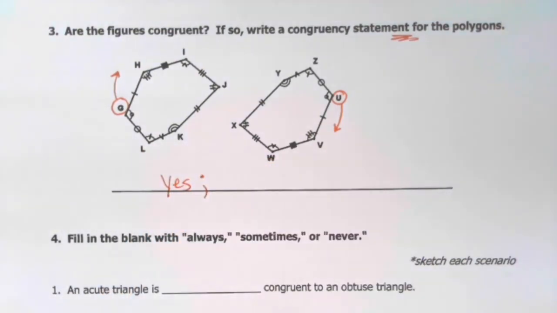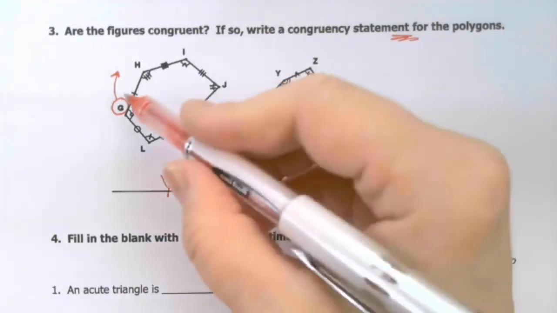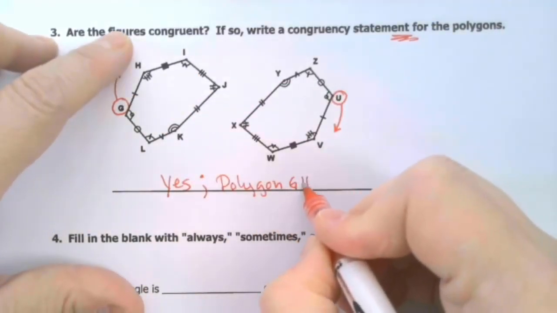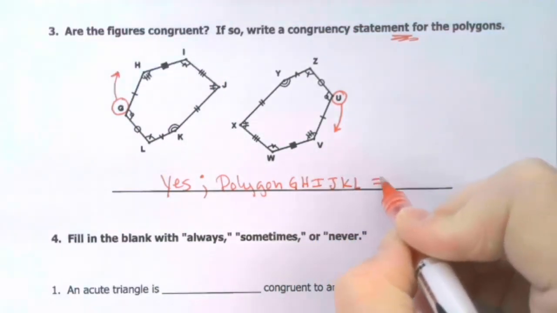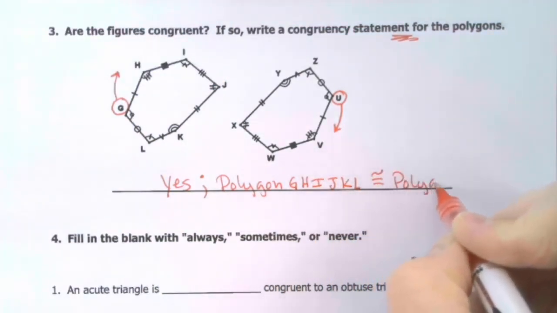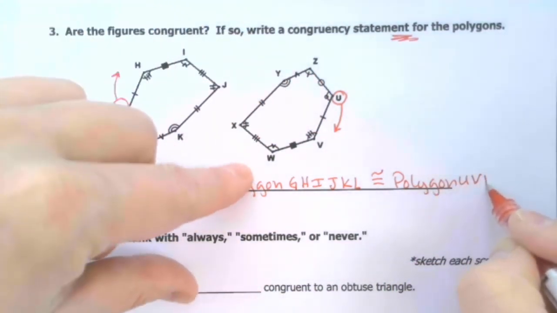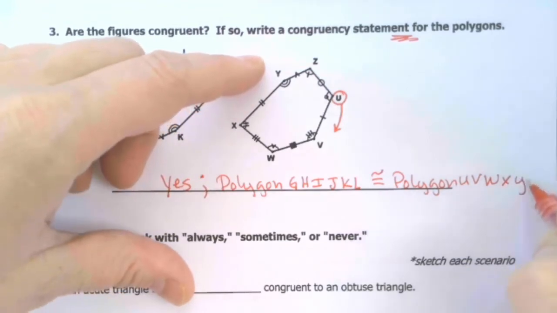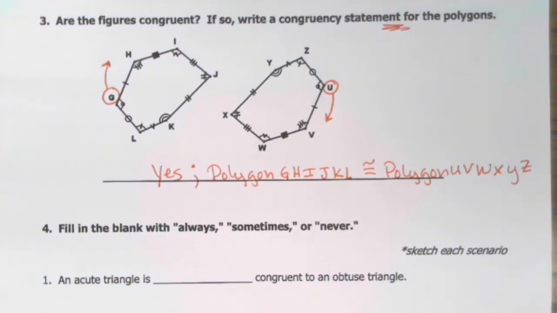And your congruency statement would be polygon, and here we're just going to go in order, G, H, I, J, K, L is congruent to polygon, going in order, U, V, W, X, Y, Z. And there is our congruency statement.